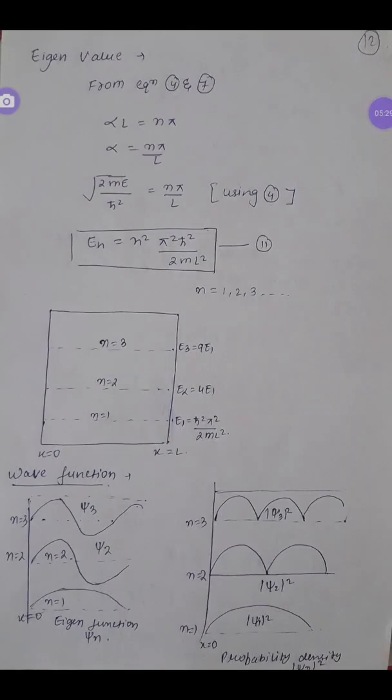Eigenvalue: from equation number 4 and 7, alpha L is equal to n pi, then alpha is equal to n pi upon L. We know that alpha is equal to under root 2mE upon h cross square is equal to n pi upon L, then solving, we get En is equal to n square pi square h cross square upon 2m L square, where En represents the eigenvalue of the 1D box. Then for n equal to 1, we get E1 equal to h cross square pi square upon 2m L square, and similarly the wave function is represented, and the probability density is also represented in the figure.